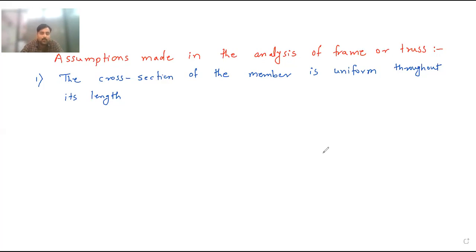Sometimes the members are provided with different cross sections. Now I will draw the diagram. See, this is a rectangular member. This is the cross section and the length of the member will be like this. I will not draw the full diagram. So now you can understand. This type of member is called a prismatic member, or we can say that the cross section is the same.